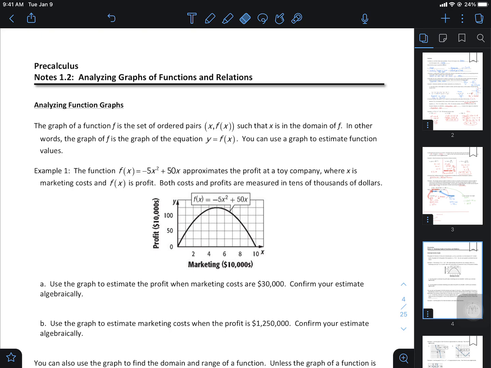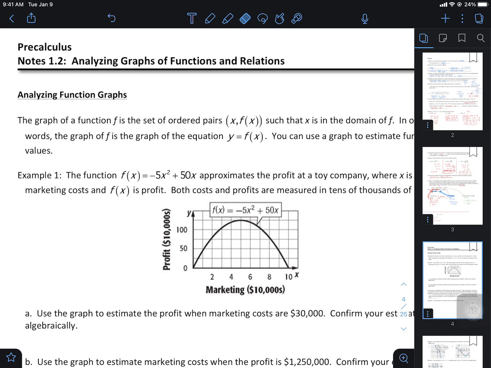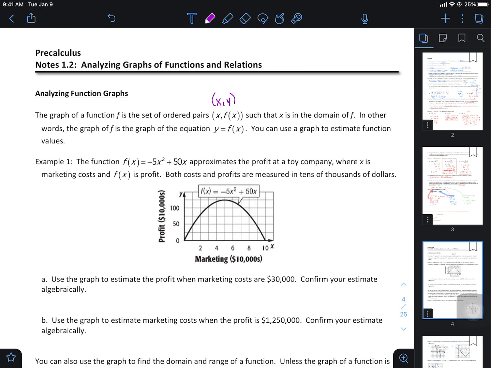Basically, this first thing is talking about how a graph is just a set of ordered pairs, usually in the format of x comma f(x) or x comma y. You're used to seeing x comma y back in Algebra 1, but we'll use function notation quite a bit today. Just remember that y is equal to f(x). And we're going to dive into this example here.